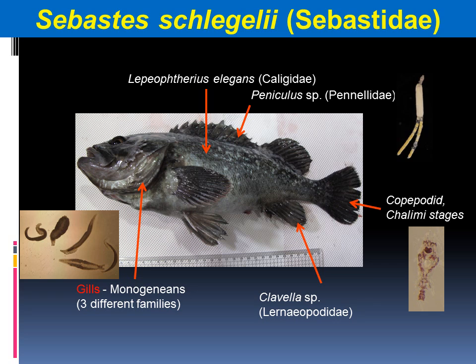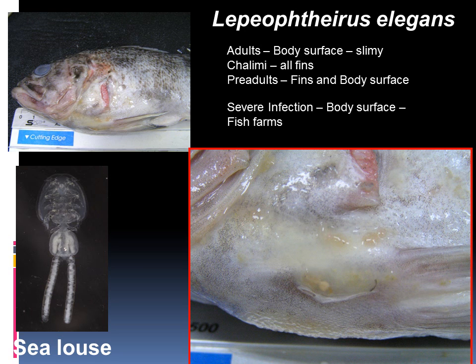So one host was found with several parasites, that is Lepeophtheirus, Peniculus, copepods, and Chalimus stages of Lepeophtheirus, and another genus, Clavella. These are all parasitic copepods. And then monogeneans from three different families were found on the gill. This Lepeophtheirus elegans, a sea lice, was found on the body surface, and the Chalimus was found on the fin region, and pre-adults on the fin and body surface. So each stage we can collect from a different region. Severe infestation was observed on the body.